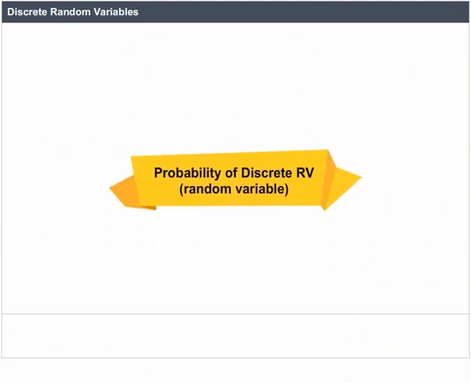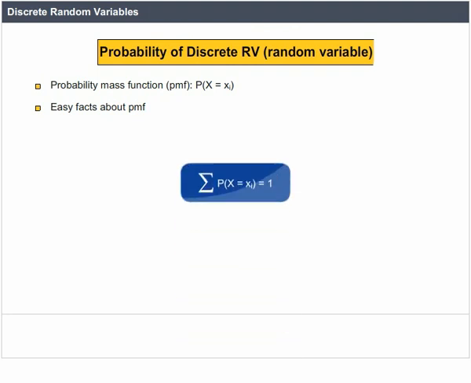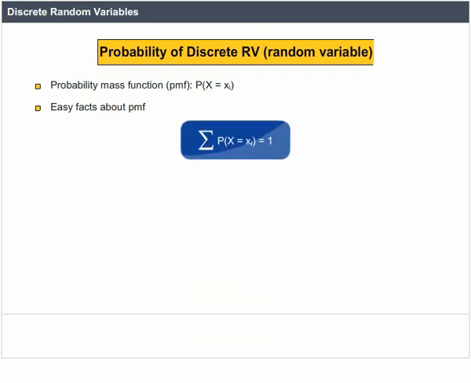Probability of a discrete random variable. The probability mass function is denoted by PMF: probability of X equal to xi. Easy facts about PMF: the summation of P(X = xi) is equal to 1. Probability of X = xi intersection X = xj equals 0 if i is not equal to j. Then probability of X = xi union X = xj equals probability of X = xi plus probability of X = xj.